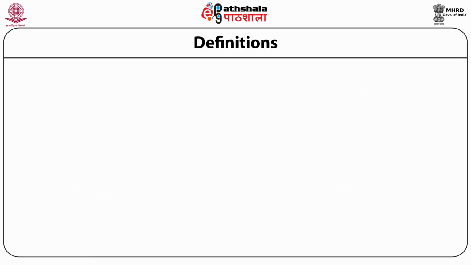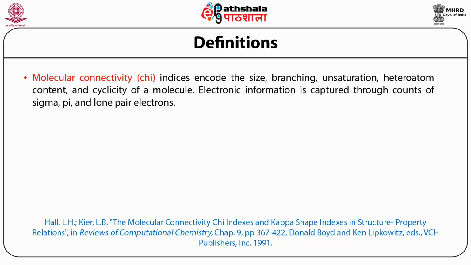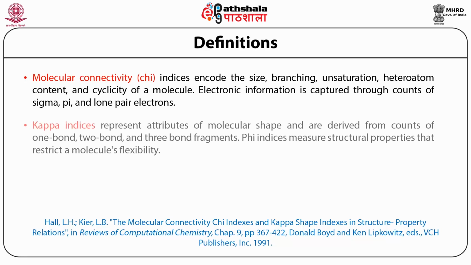There is another molecular connectivity index called the chi value. The chi value and phi indices, which is the kappa index, also restrict the molecular flexibility and electronic information. Both of them are very much correlated with electronic information like sigma, pi and lone pair, and chi indices, kappa indices or phi indices are very important for restricting flexibility.